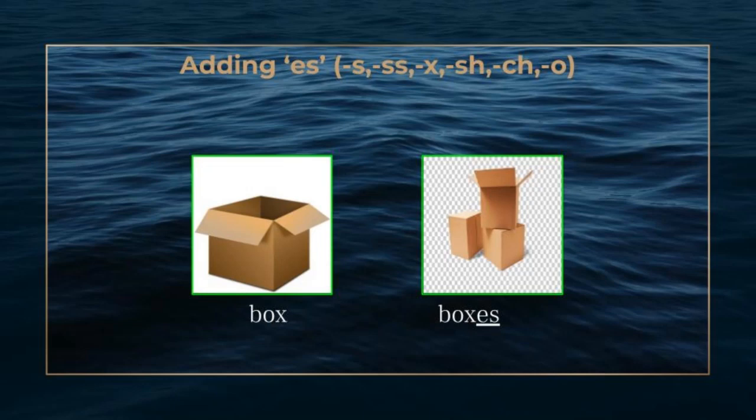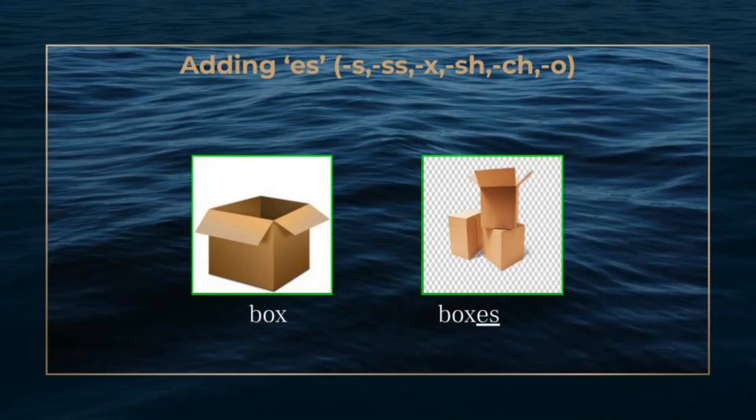Okay, students, look at the given example. Look at the first picture. What is the first picture? It is a box. How many boxes are there in the first picture? Just one box. Is it singular or plural? Yes, it is a singular noun because one box is there. One box means it is a singular noun. Then what is the plural form?